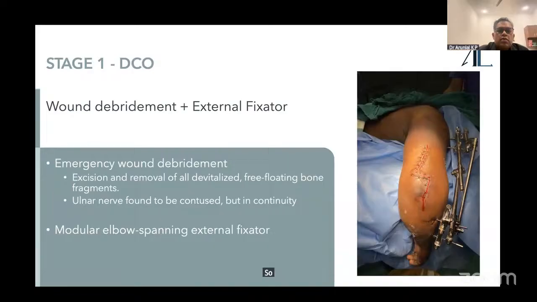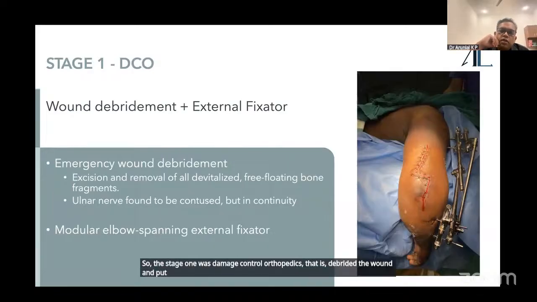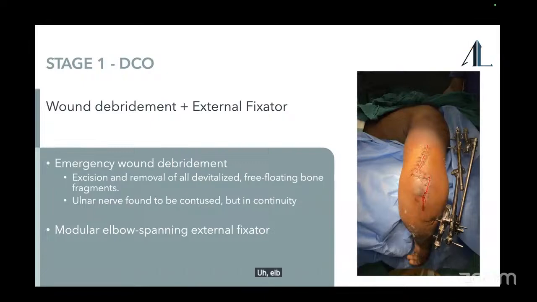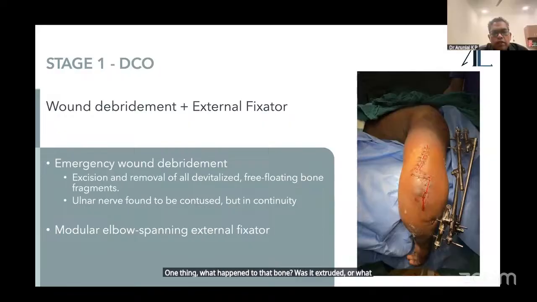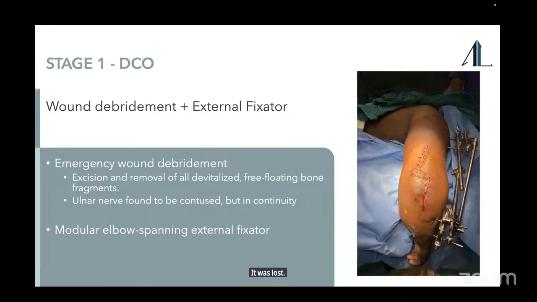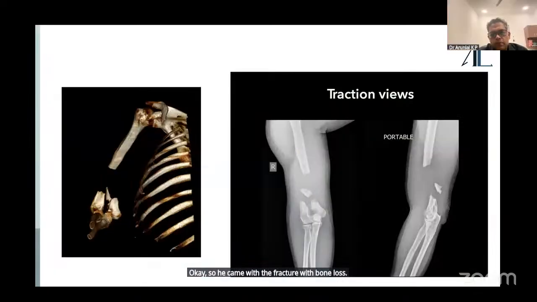So that was his CT, and those were the traction views done after induction. Stage 1 was damage control orthopedics, that is, I debrided the wound and put an elbow spanning fixator. One sec. What happened to that bone? Was it extruded or what? Yeah, it was lost, sir. He didn't come with the bone. Okay, so he came with the fracture, with bone loss. Yes, sir. Okay. So that was the presentation.